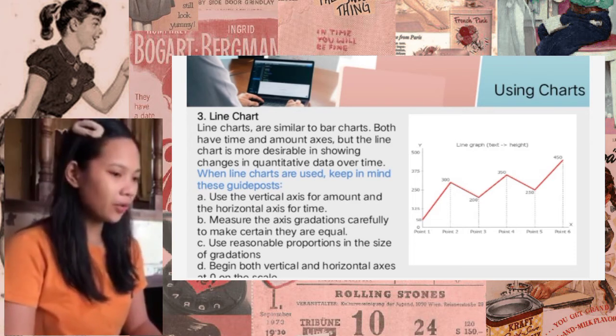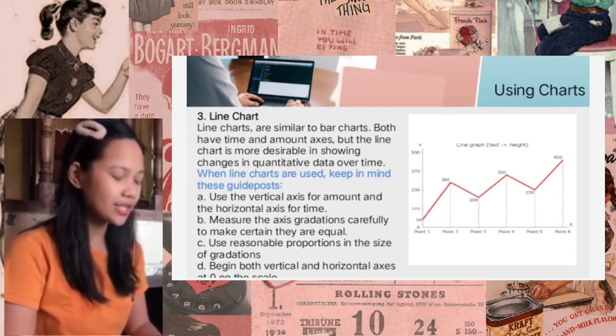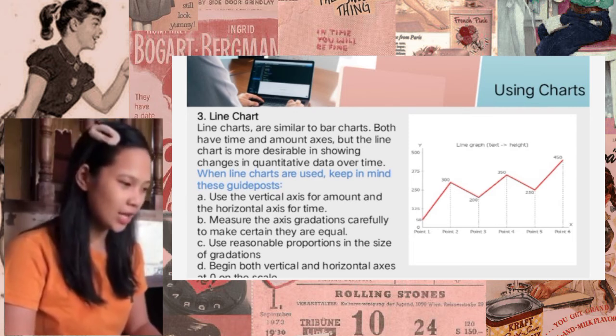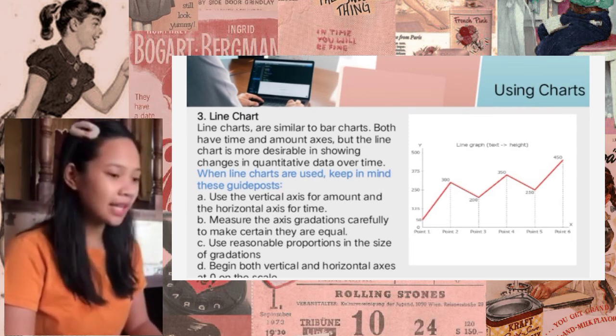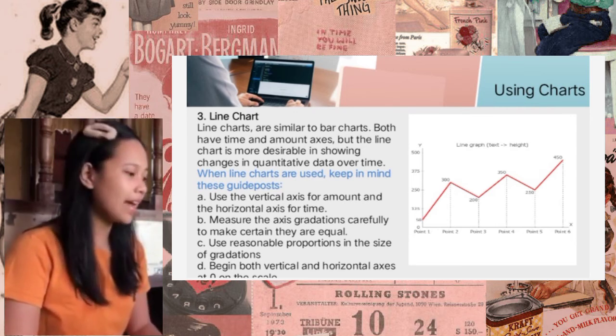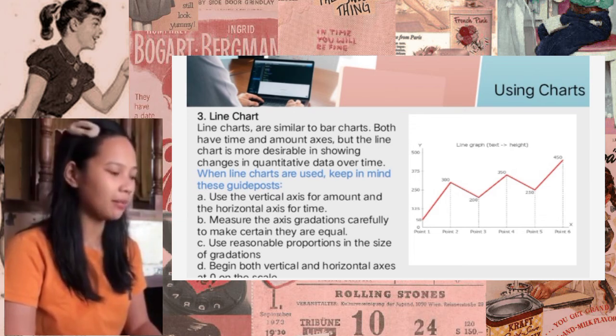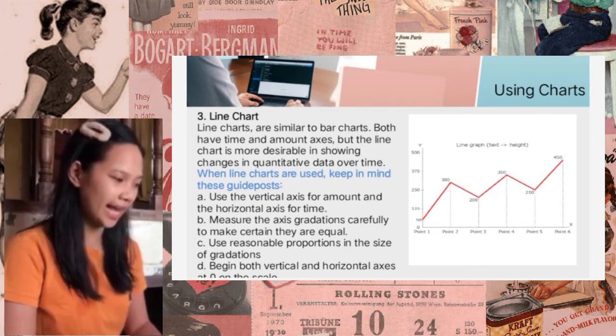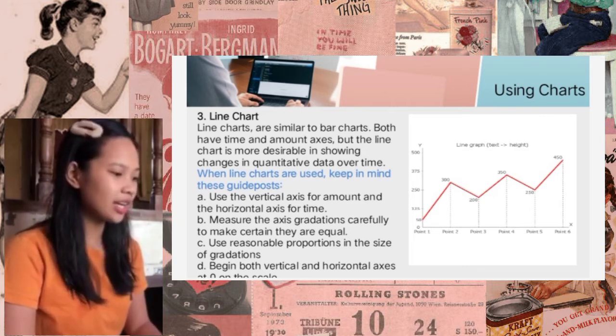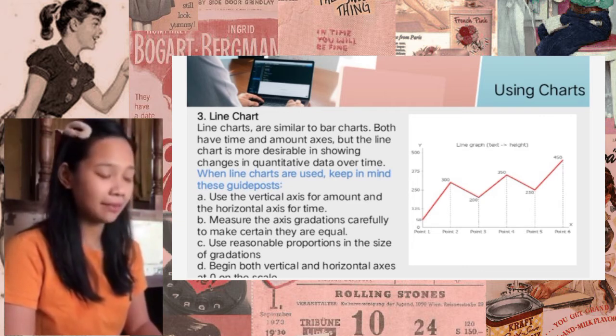And the last for our chart is line chart. So when do we use line chart? We use it to show trends over time. It is similar to bar charts. Both have time and amount axis, but the line chart is more desirable in showing changes in quantitative data over time. When line charts are used, keep in mind these guideposts.